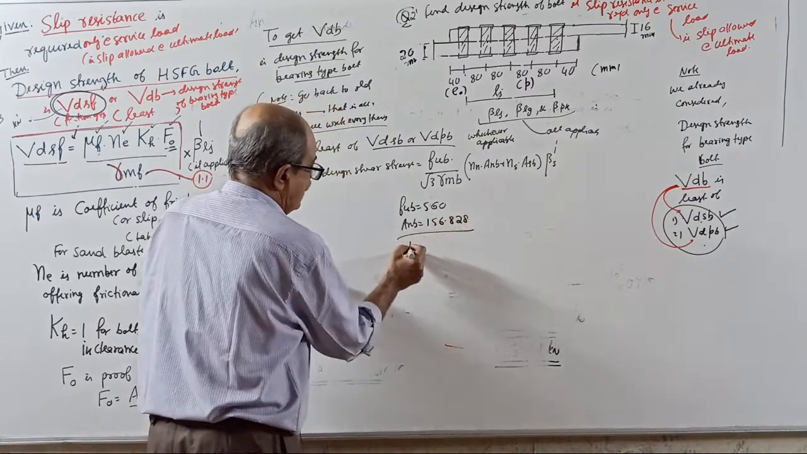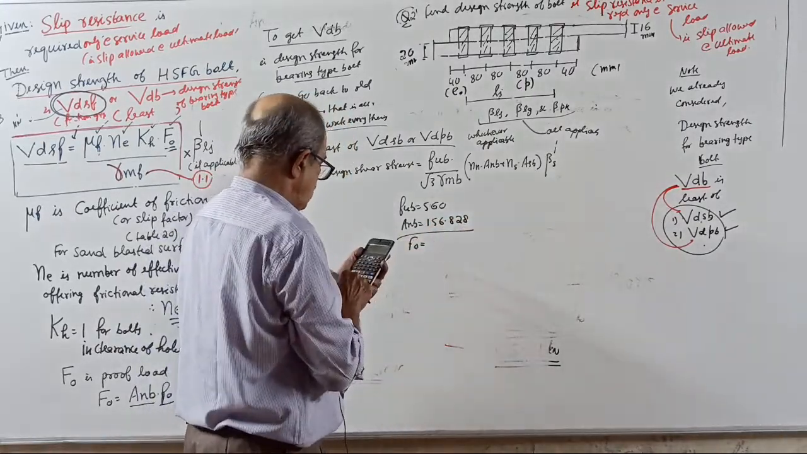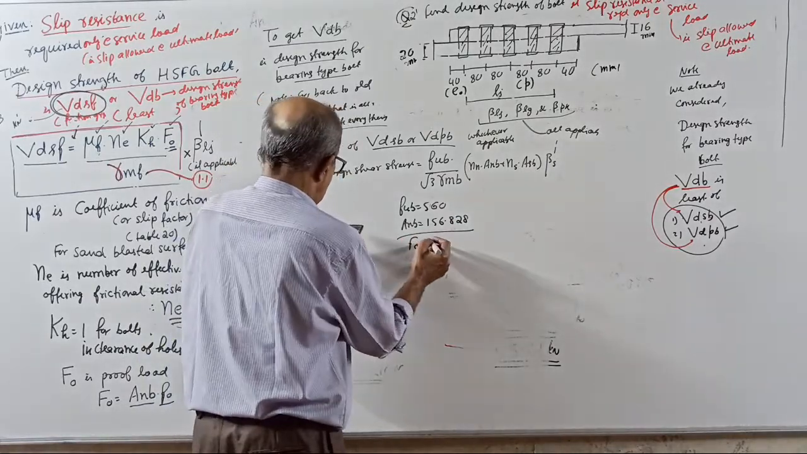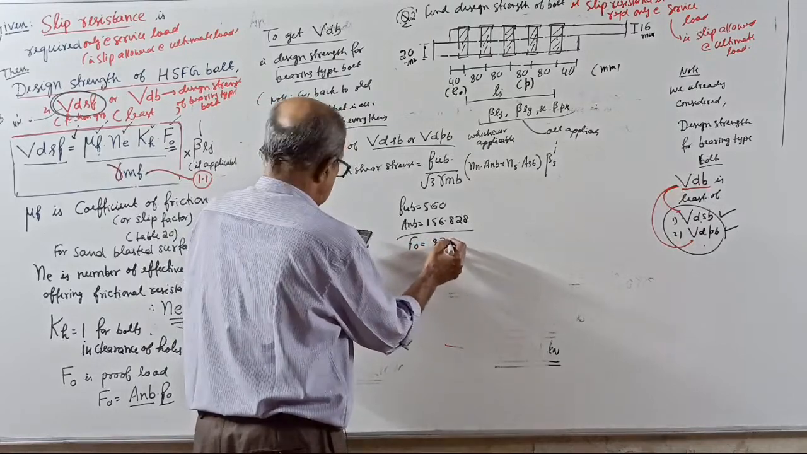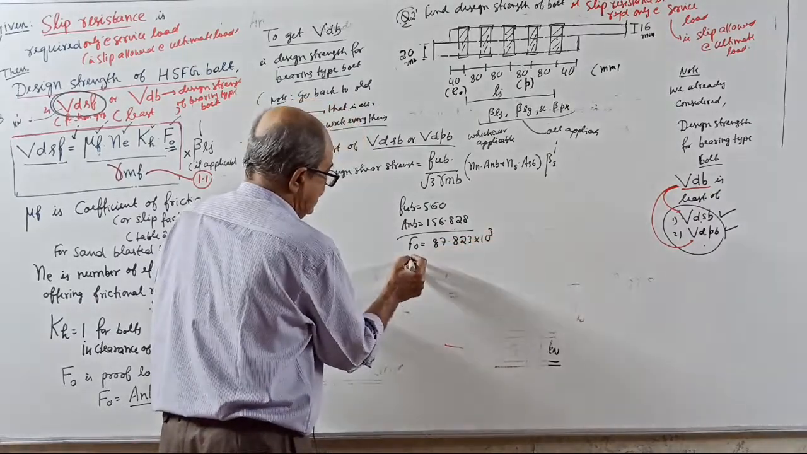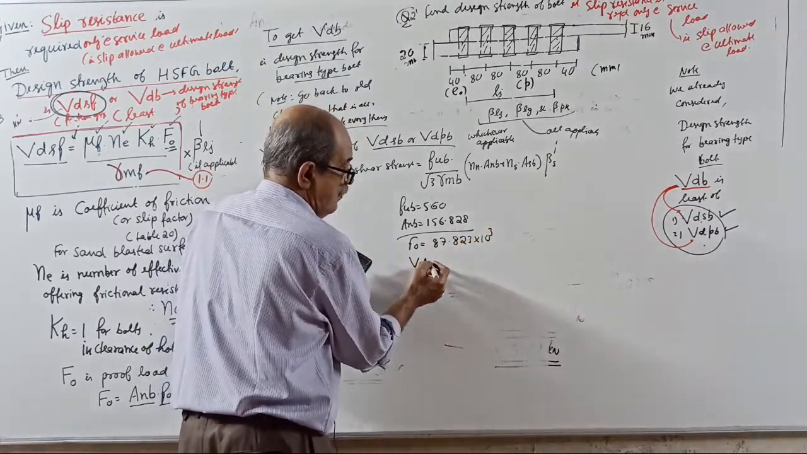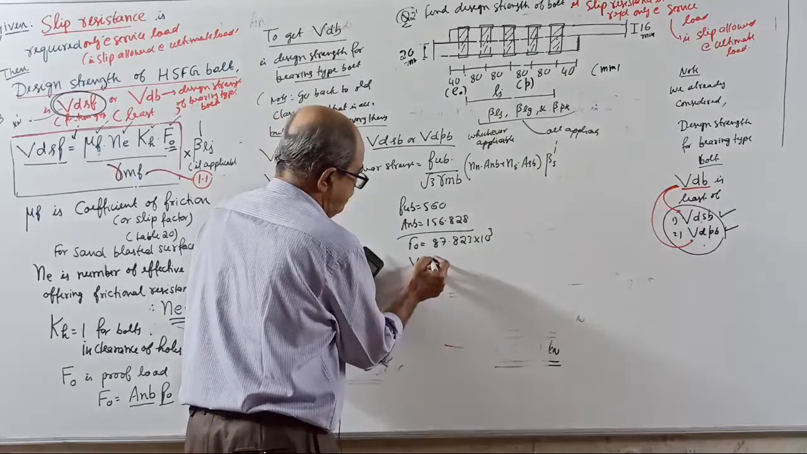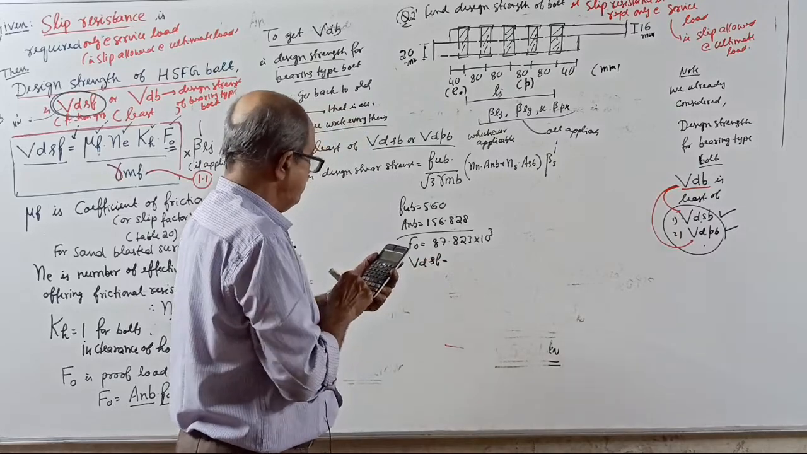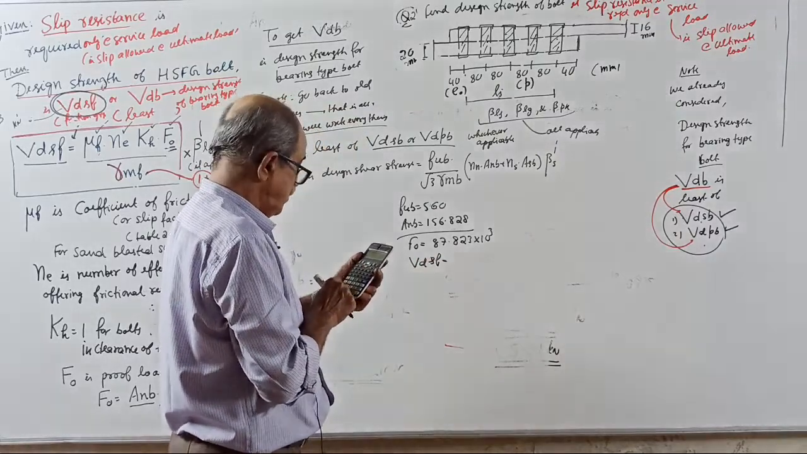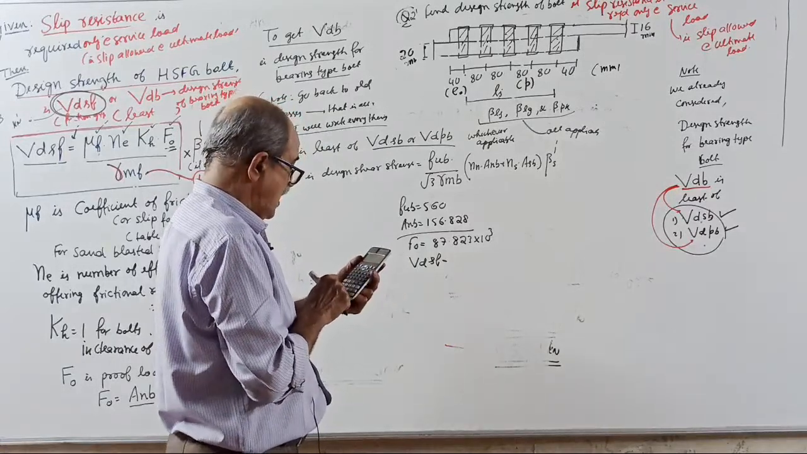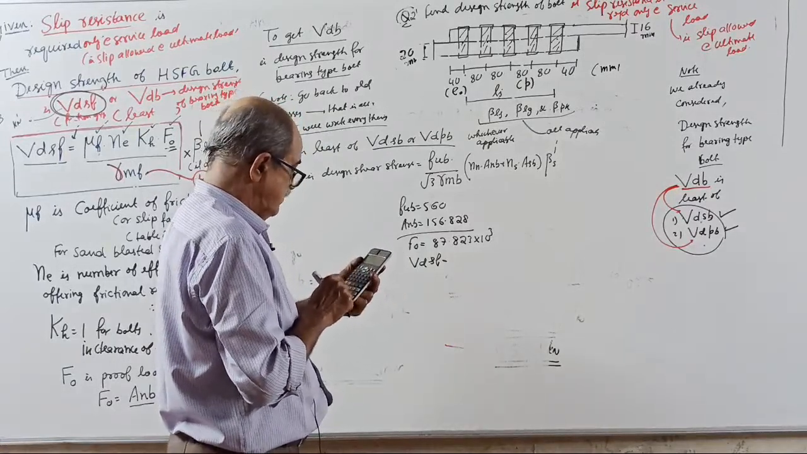156.828 into 560 is 87.823 10 to the power 3. Then your VD, another VD symbol, VDSF will come 87.823 into 0.48 into 111 into 0.975 divided by 1.1.